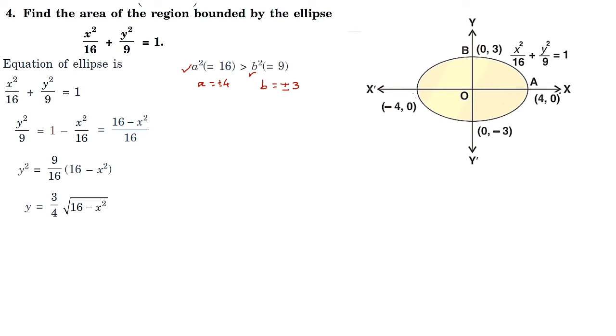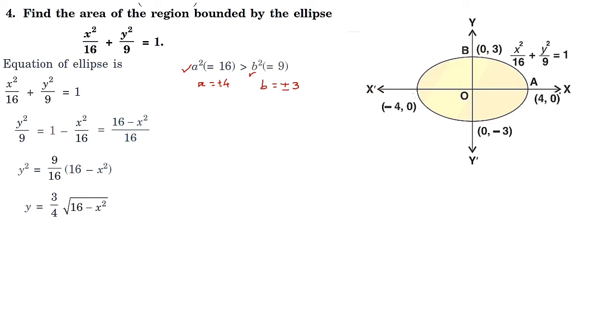And when we consider this portion, it is divided into 4 equal areas. Okay, and if you find out the area of one portion and multiply it with 4, we will be getting the total area. So I'm going to find out the area of portion AOB. And when we apply the limit here, you can check it will be from 0 to 4. Okay, means x value is changing from 0 to 4.